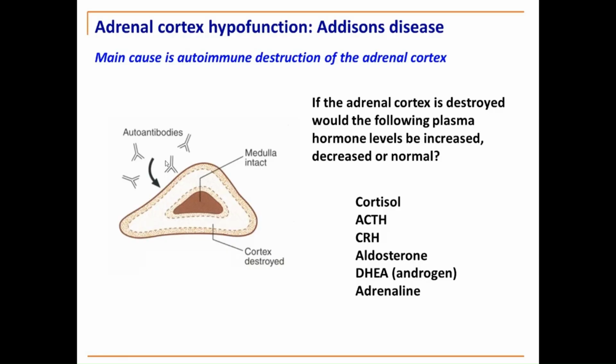So cortisol, what will happen? We've destroyed the adrenal cortex, so cortisol levels go down. ACTH levels will, of course, go up, as will CRH. There's no negative feedback at the level of the pituitary or the hypothalamus, because we don't have that cortisol, and yet the stimuli are still coming in for its release at the level of the hypothalamus. Aldosterone, what will happen to that? Well, we destroyed the cortex, so aldosterone levels will decrease as well. DHEA will decrease as well, of course, because that's where it's made, and adrenaline will remain at the normal level.